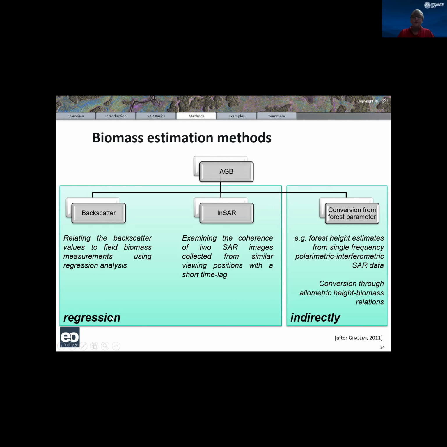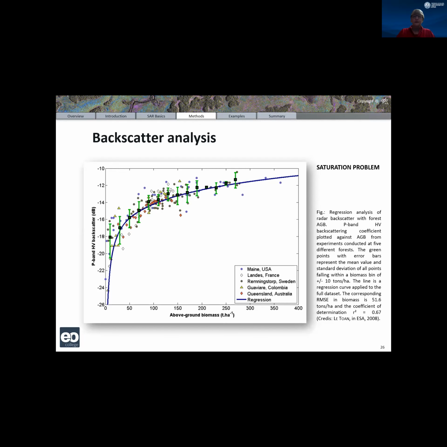Okay, so the focus for us here is the regression techniques using backscatter and or coherence. Now this graph, and there come many more of this type, shows the problem that we have in radar remote sensing. Again, here we have Thuy Le Toan, the famous radar scientist. She has collected lots of data and compared here different test sites, France, Sweden, Colombia, etc., with high above ground biomass amounts, up to 280 tons per hectare.